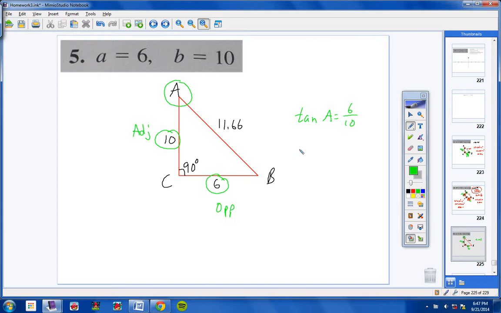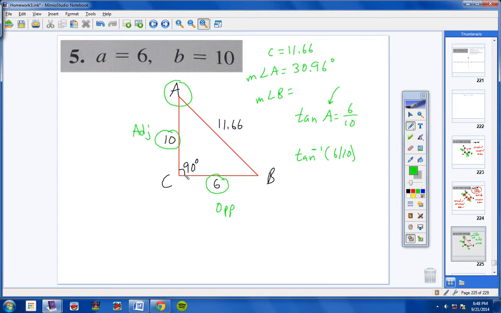Now with your calculator, hit second tangent, and when you do, this will pop up, and then type in 6 divided by 10. So here we go. Second tangent, 6 divided by 10. And the reason you use second tangent, don't forget students, is because you're looking for an angle, okay? And you'll get 30.963, so 30.96. So far we found C. C was 11.66. Now we found the measure of angle A, which is 30.96 degrees.